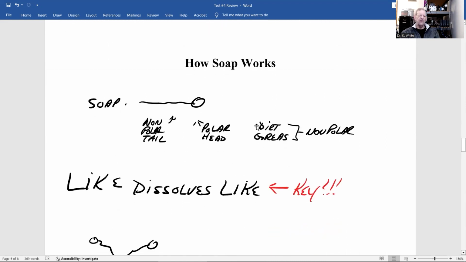All right, next, one of the most important things you should know leaving my class: how does soap work? You should know the structure of soap. The structure of soap is a nonpolar tail, polar head. You should know, and I don't have it down here, but I better put it down here. Water is polar.